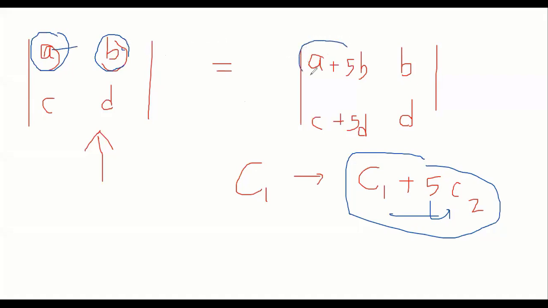So this becomes A plus 5B. I am adding 5 times D here. It becomes C plus 5D. So what have I done? Column 2's 5 times I add to column 1. It becomes my new determinant, but the value remains the same. Determinant remains the same; the value remains same, not constant, same.